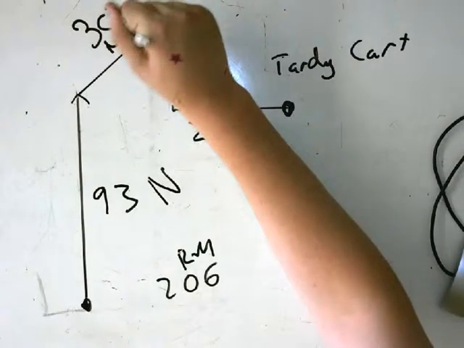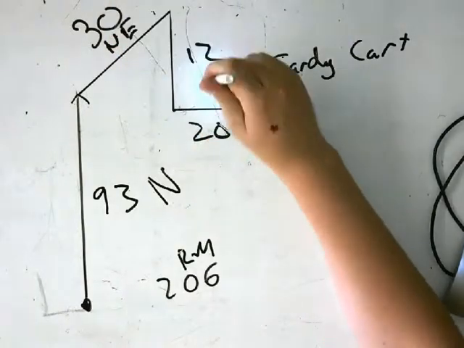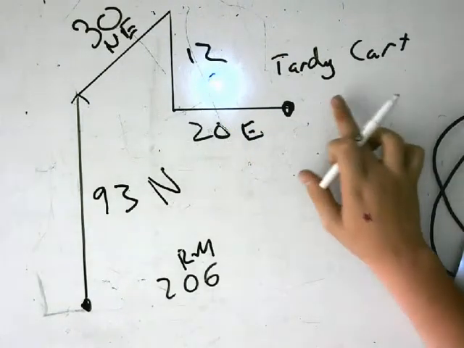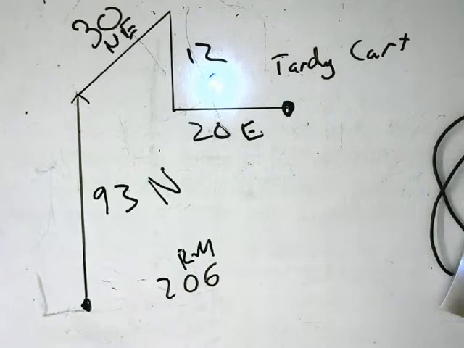Now the next vector we went along was 30 steps to the northeast, and then we went 12 steps south, and then we went 20 steps east again to end up at the Tardy cart from our original location, which was McNeil's room 206, the physics room.